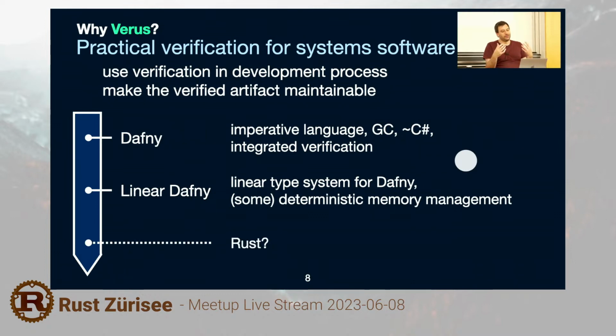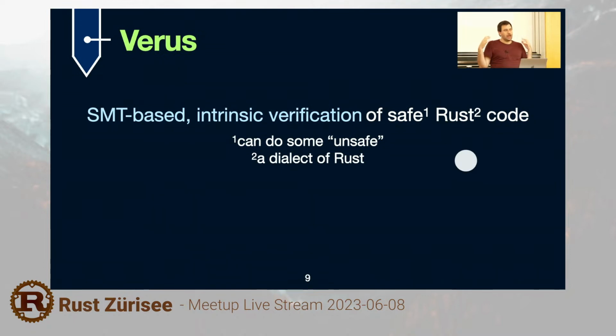And so we started to think, well, we're trying to make Dafny look like Rust. Why not try to make Rust look like Dafny, which is a tool that we really liked in terms of the features it provides for verification. I unfortunately can't really talk more about Dafny here, but you can look it up. It's a really interesting language. So that's how Verus came to be. Verus is our SMT-based intrinsic verification tool for safe Rust code.